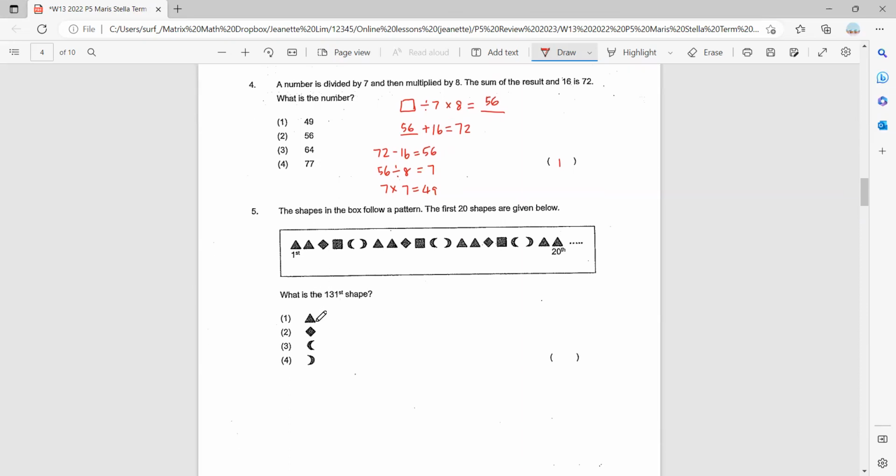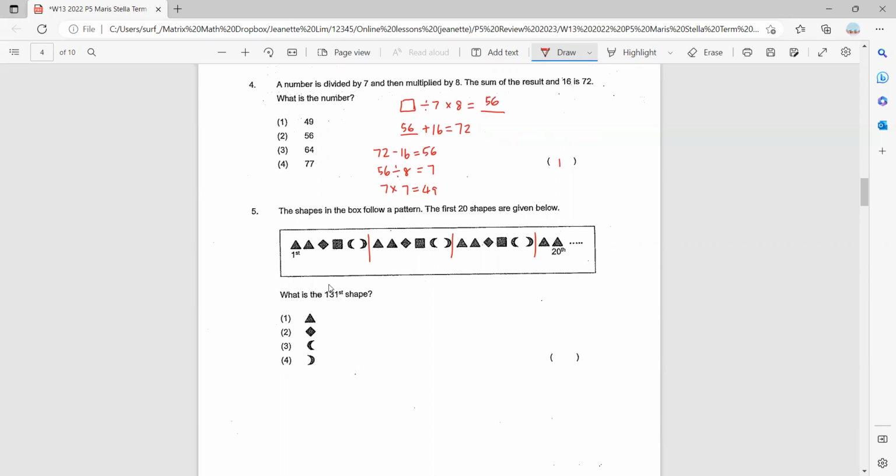Question 5. Shapes in a box follow a pattern. The first 20 shapes are given below. If it follows a pattern, let's figure out what the pattern is. You have 2 triangles, diamond, square, then your crescent, then you repeat with 2 more triangles. So it should repeat like that. What is the 131st shape?